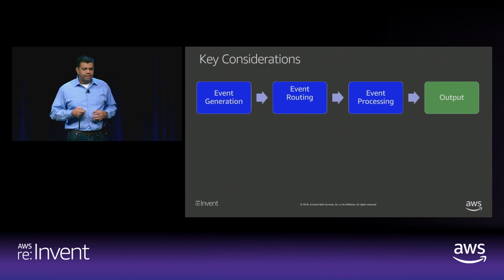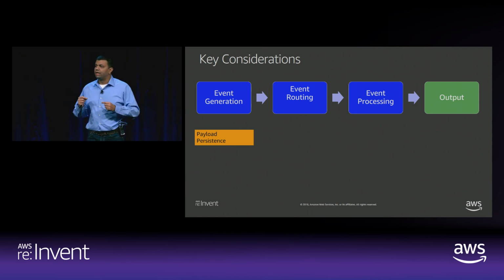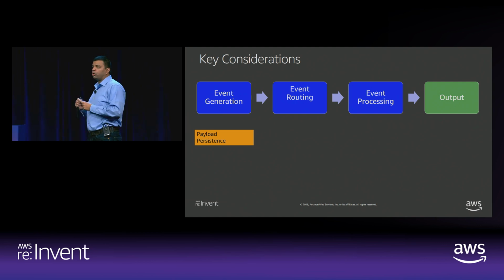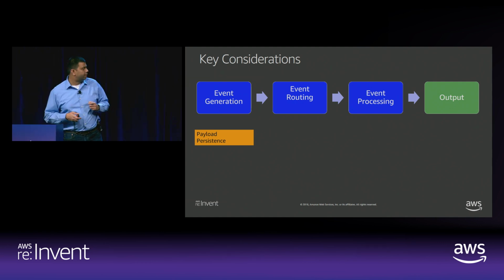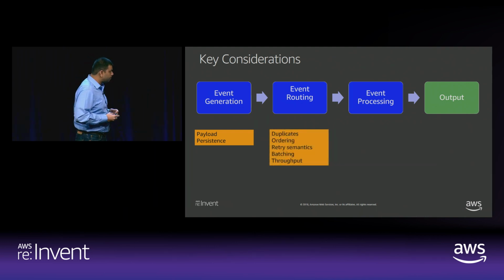Now, in each of these areas, there are different considerations. When you look at event generation, you have to look at the payload. What is the size of the payload? What goes inside the payload? Whether the payload itself contains all the information about the event, or whether you are going to put a pointer to the actual data in that event? And then should the event be persisted, or should it be all inline? We're going to go a little deeper into this area as well.